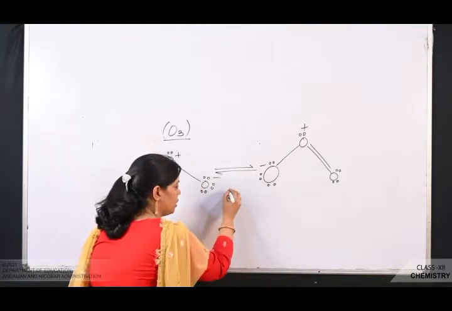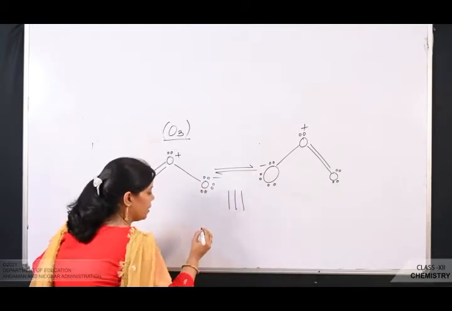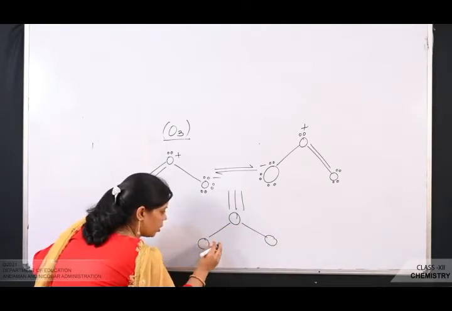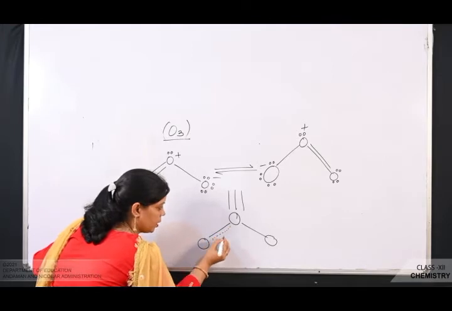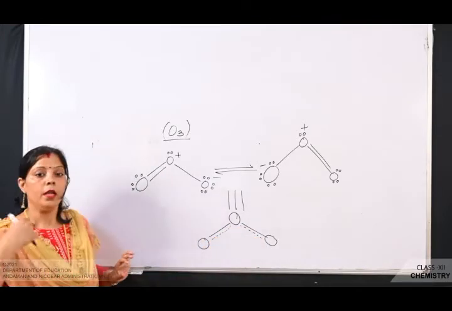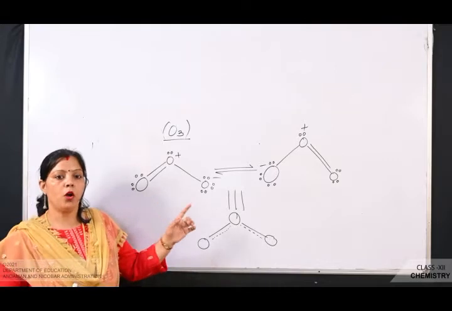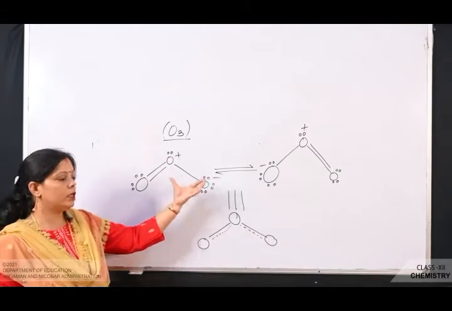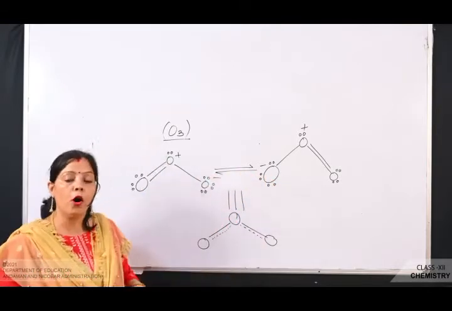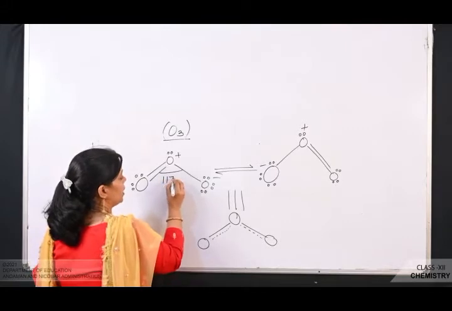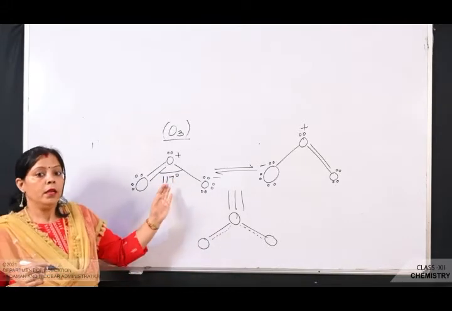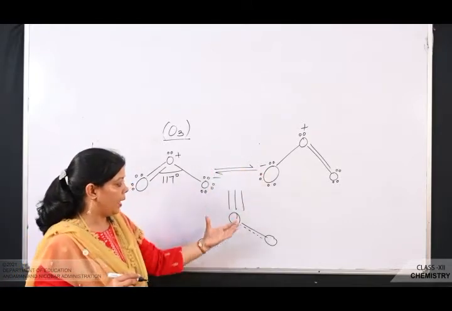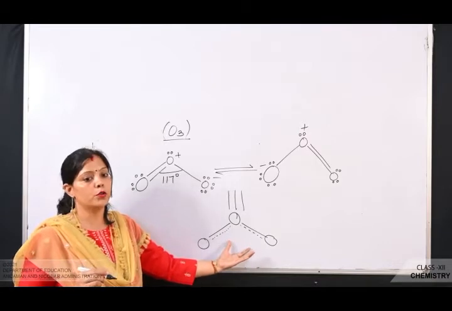So children, we can draw the resonating structures of ozone, and in these resonating structures we can show that either of the other two oxygen atoms may form a double bond with the central oxygen. So children, in ozone the two oxygen bond lengths are identical, and the molecule is angular in structure, having a bond angle of 117 degrees. Okay children, these are the resonating structures of ozone, and this is the resonance hybrid of the ozone molecule.